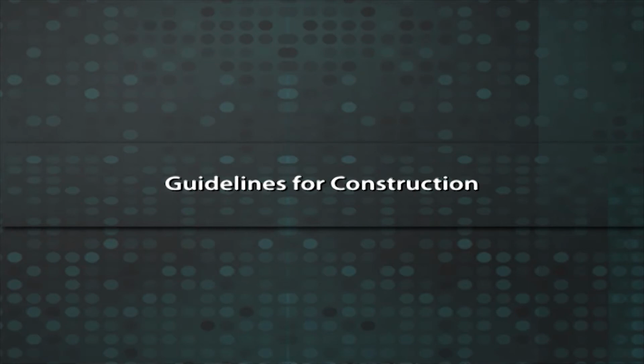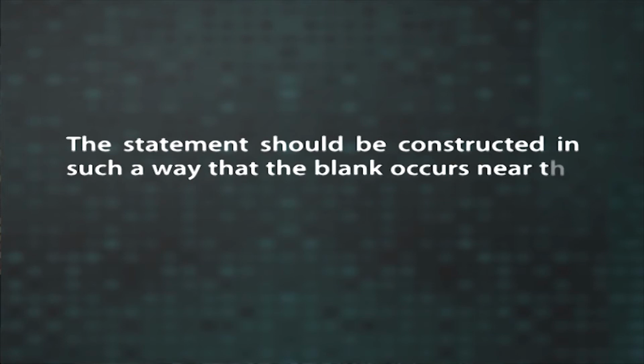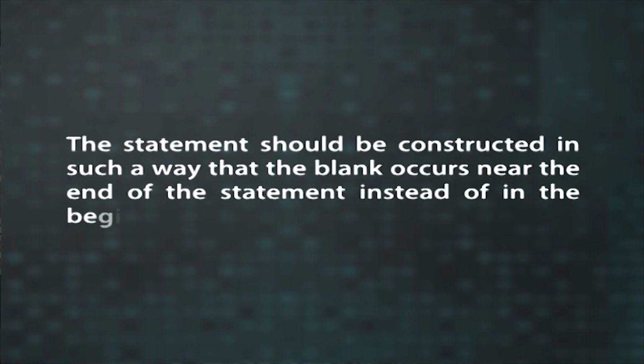Guidelines for construction. As already seen, the question should be phrased carefully so that students are clear about what they are expected to answer. In order to avoid ambiguity, additional information should also be given if necessary. It is better to avoid indefinite statements that can have several correct answers. The statement should be constructed in such a way that the blank occurs near the end of the statement instead of in the beginning or middle. One statement should not have so many blanks. This makes the item indefinite.